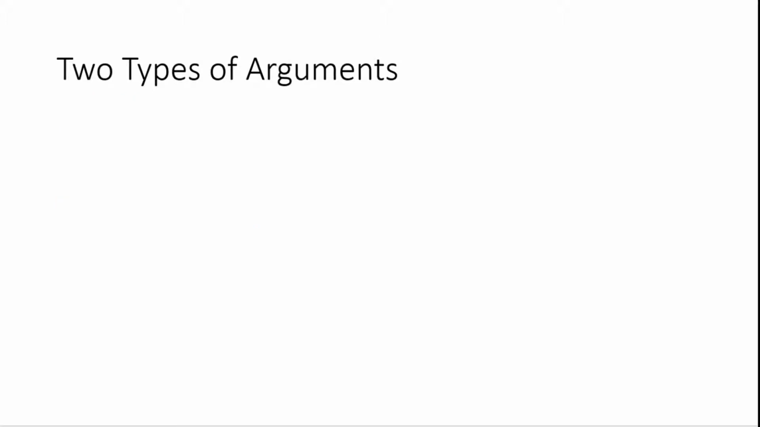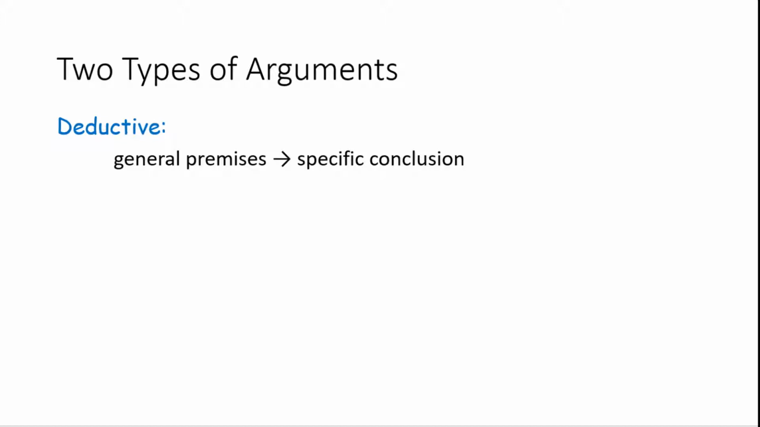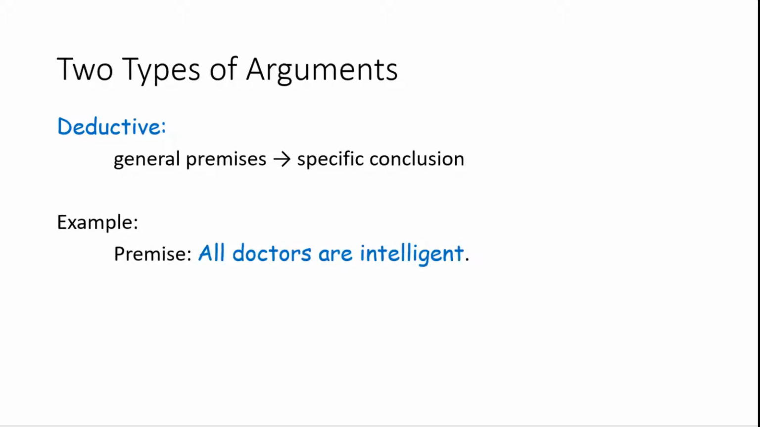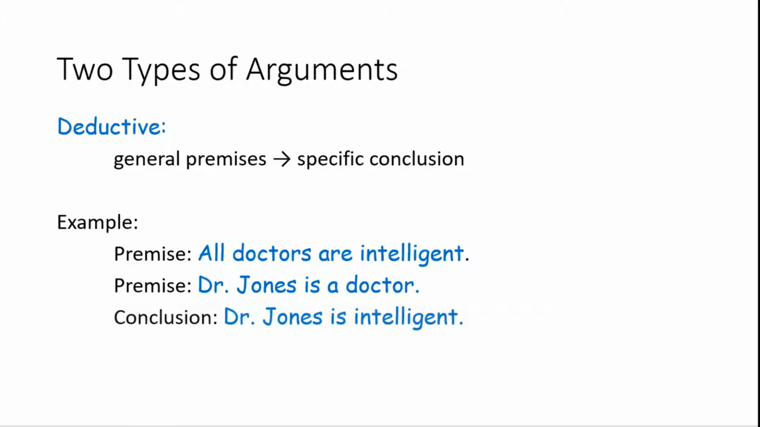The second type of argument is the deductive argument. In a deductive argument, we go from the general premises to a specific conclusion. For example, consider the premise: all doctors are intelligent. And consider the premise: Dr. Jones is a doctor. Then, by the deductive argument, we conclude Dr. Jones is intelligent.